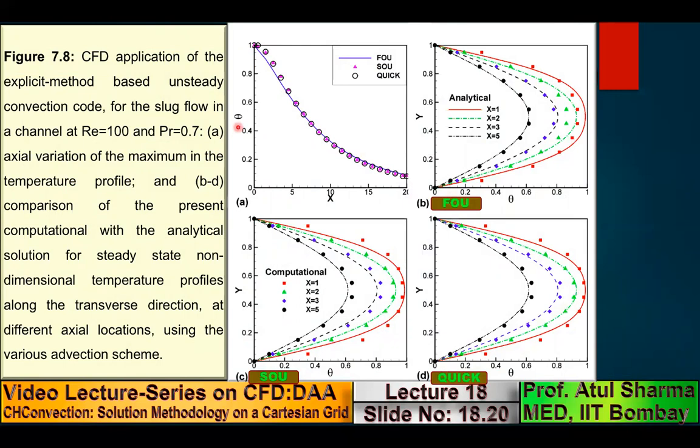And this theta is the actual variation of the maximum in the temperature profile. Note that the maximum in the temperature profile corresponds to 1.